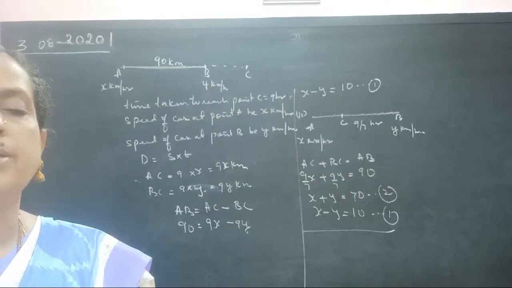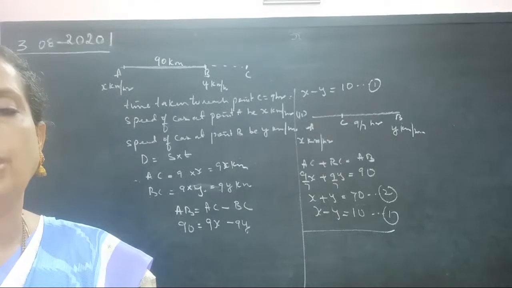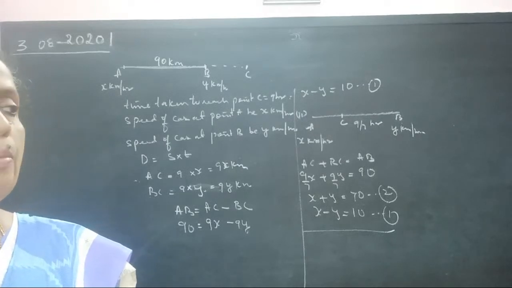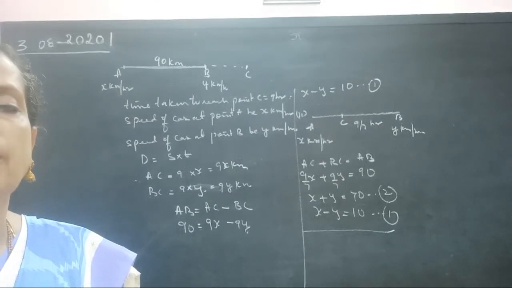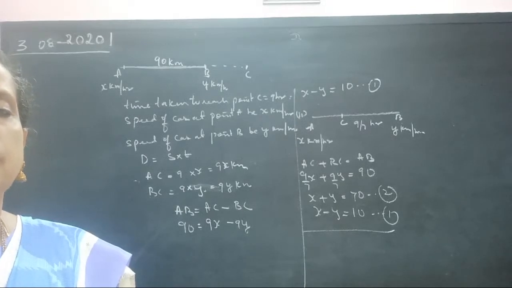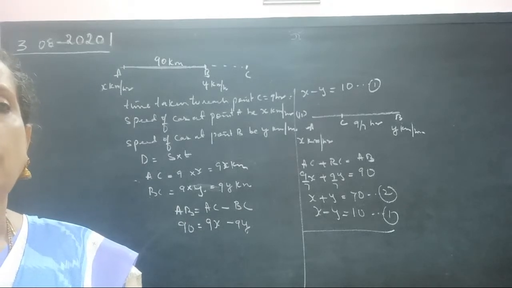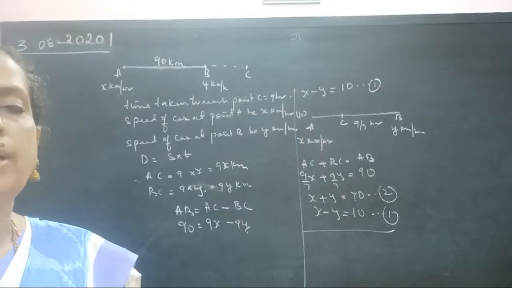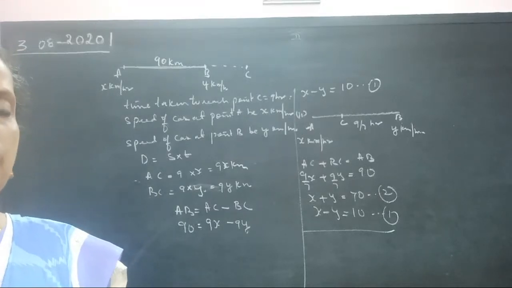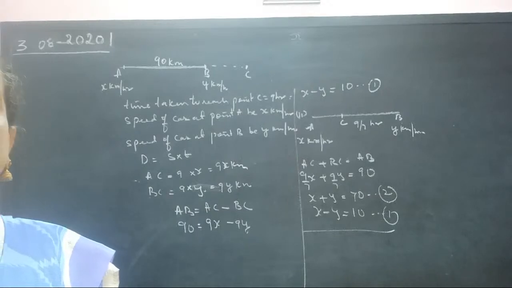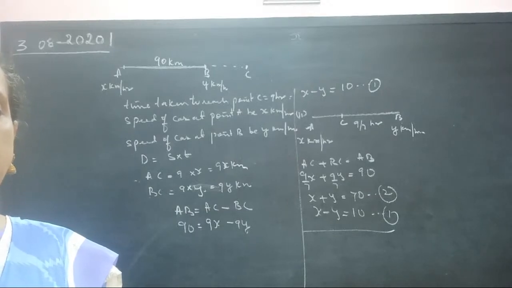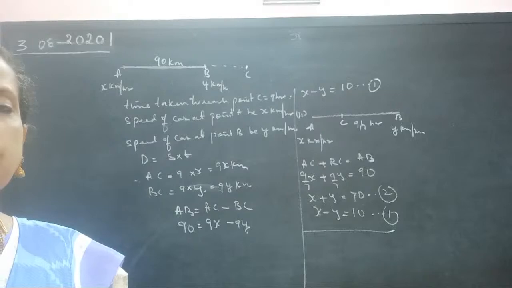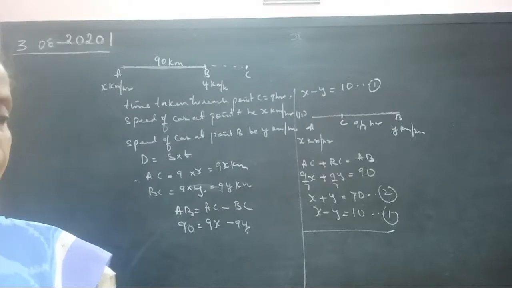Don't write x is equal to 40. What is that, 40 chocolate? 40 biscuit? It should be 40 kilometer per hour. Purnachandra, don't write just 30, 40. You have to write the value along with its unit: 40 kilometer per hour, 30 kilometer per hour. Is it clear?